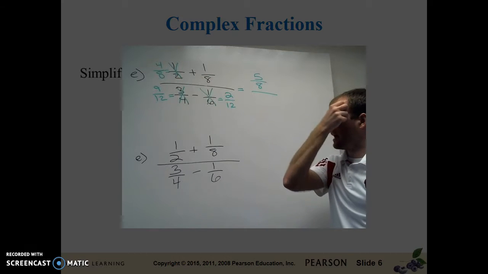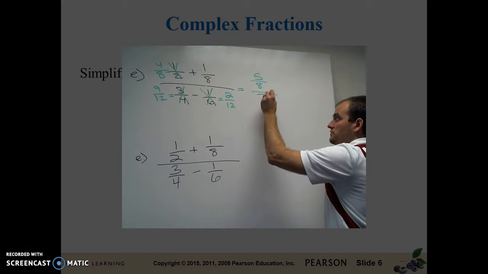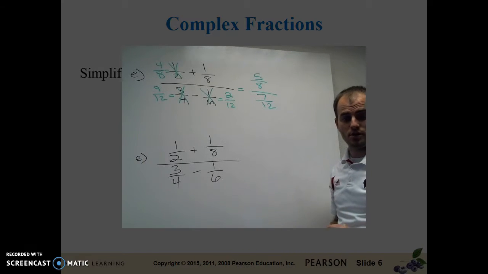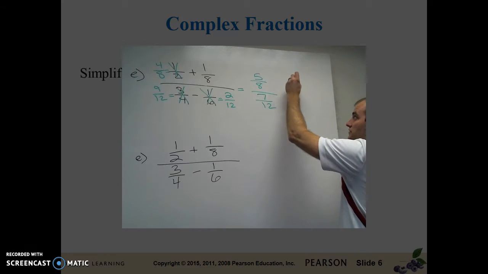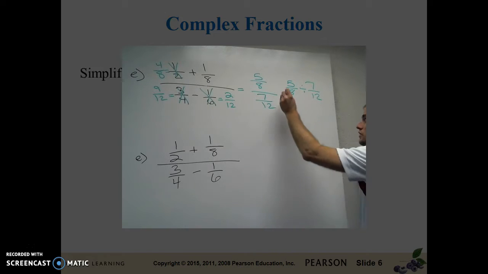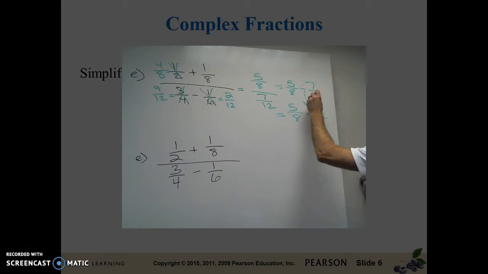Okay, so we have our common denominators. 3/12 minus 2/12 is 7/12. Now we have a problem like the ones we just did for A and B, where this is the same thing as 5/8 divided by 7/12, which means 5/8 multiplied by the reciprocal, 12/7.